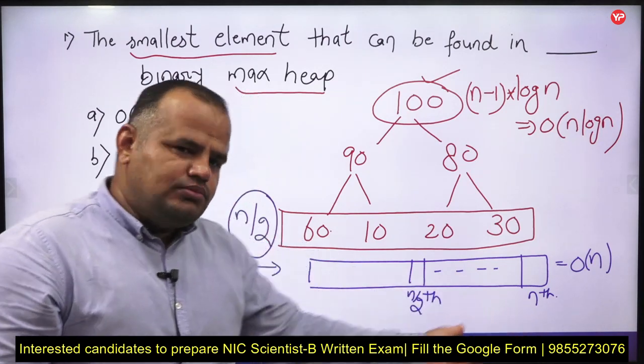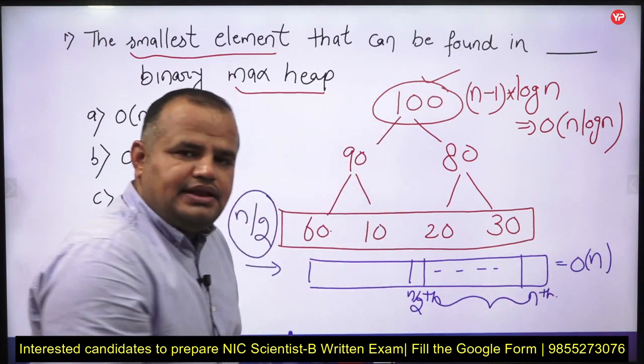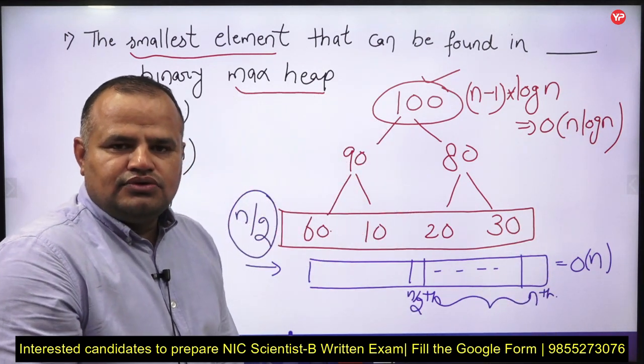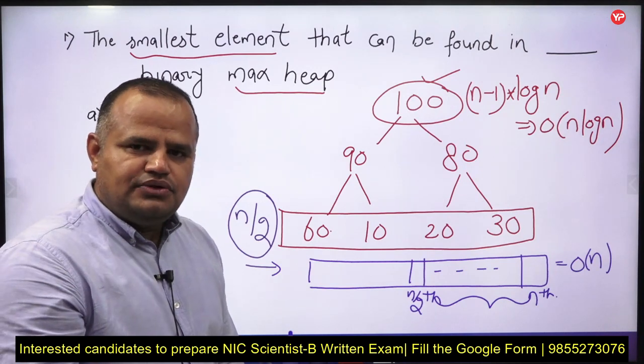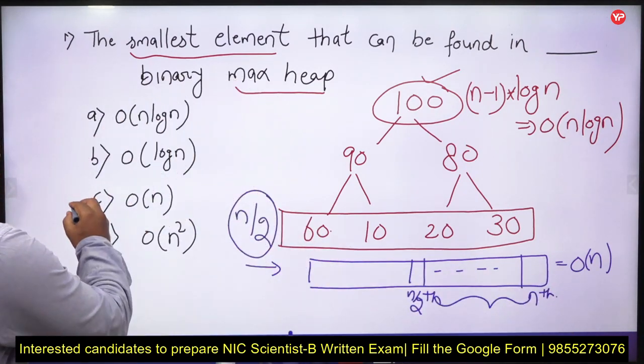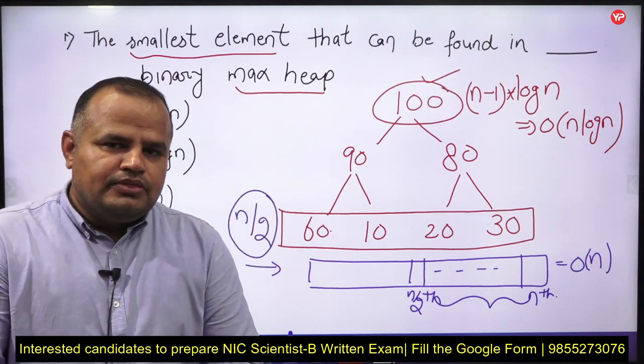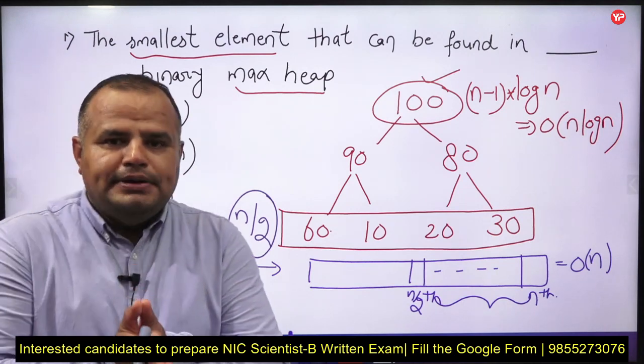So how much time will it take? I have to perform n by 2 comparisons at max. So what is the time complexity? N by 2, which means order of n. So my correct answer is order of n for this problem, not n log n. So you have to find out the optimal answer.